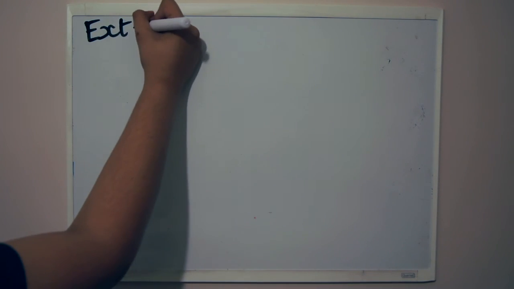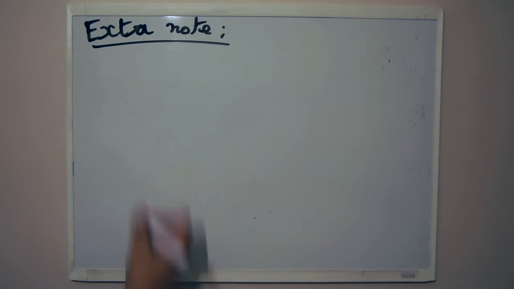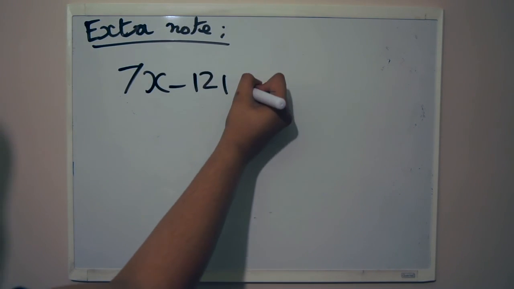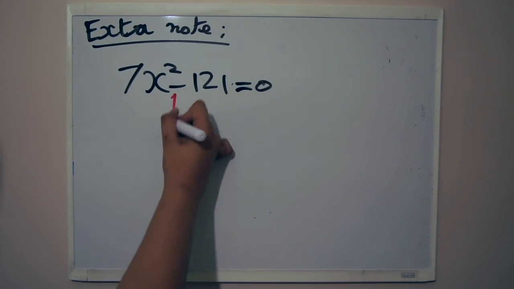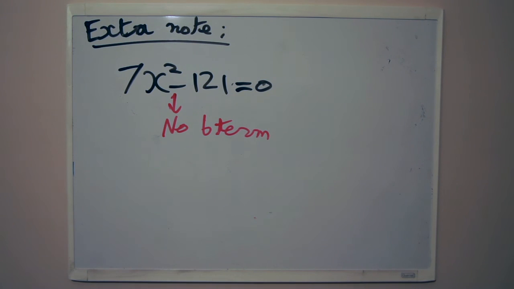Now just a few extra notes that you might want to know is that you cannot apply the completing square method to something like this equation, which is 7x squared minus 121 is equal to 0, because there is no b term. So in this case, you just leave it be and use another method.